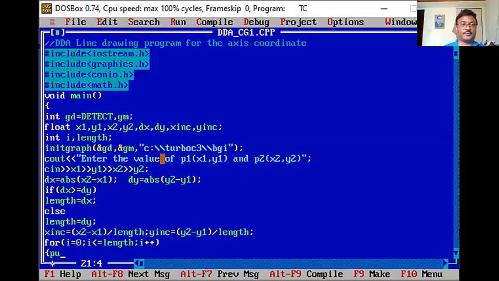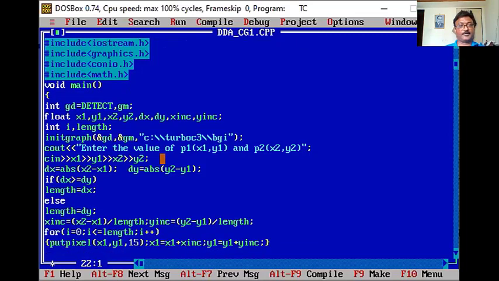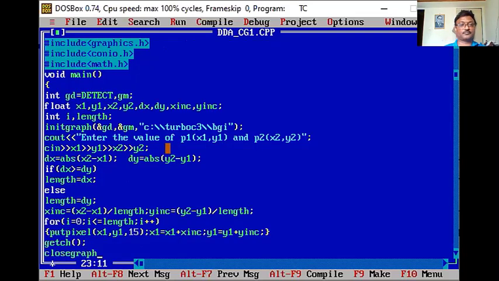Use putpixel here. One by one you have to put the pixel x1 comma y1. Here we write 15. Then x1 is equal to x1 plus x increment, and y1 is equal to y1 plus y increment. Got it? So this is the increment value. You may write it in a single line also, or one by one line. So this completes the for loop. Then I want to take one character with getch, and closegraph, and close your main function.